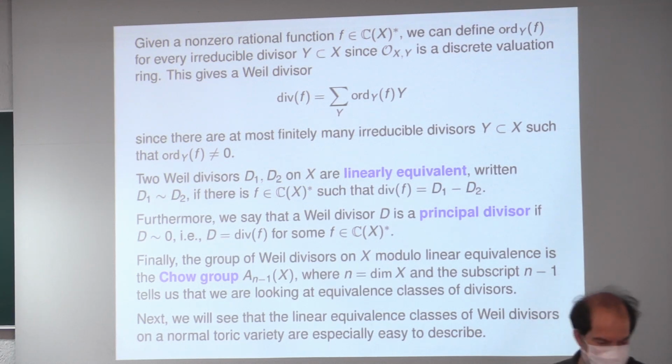Your last definition is not the more usual one to take, since you are taking Weil divisors modulo linear equivalence, so you actually have dimension 1 cycles, right? Yes. So this means that you are taking A^{n-1} of X, that means an upper subscript, not lower subscript, because lower subscript is more for homology.